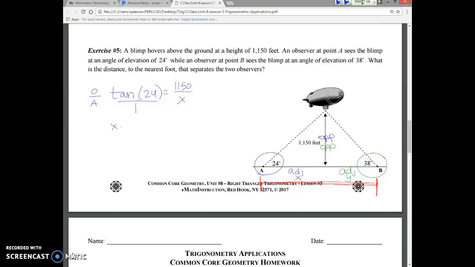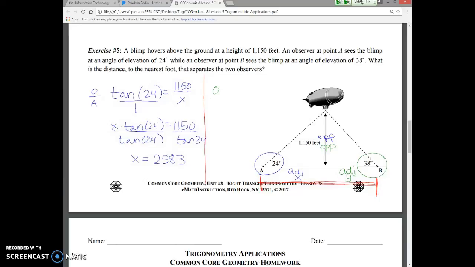You get x times the tangent of 24 equals 1,150, and you have to divide. And so that distance is approximately 2,583. Again, please don't round until you absolutely have to. For time's purposes, I'm just trying to finish this for you.